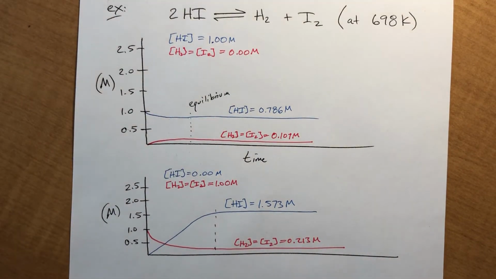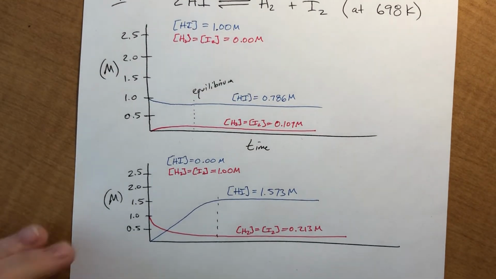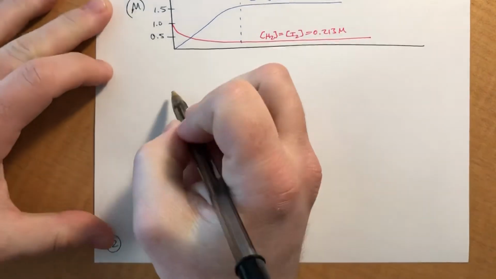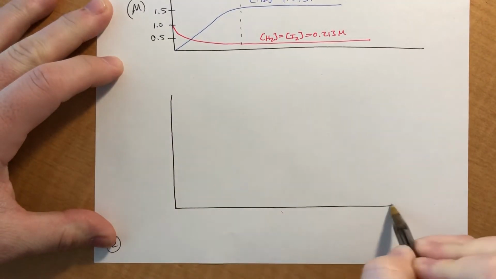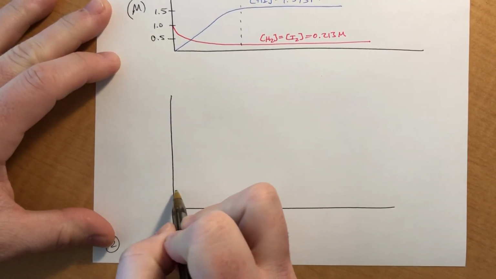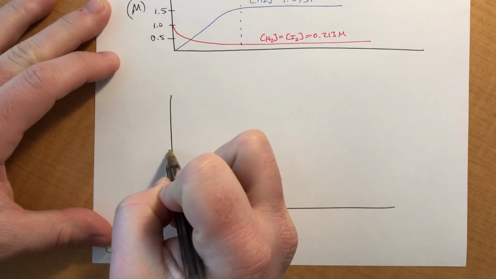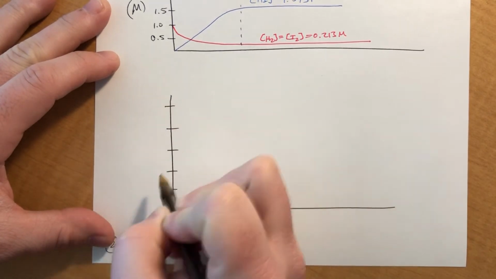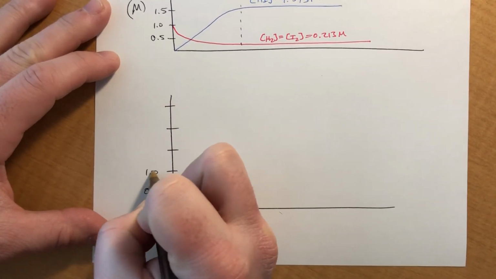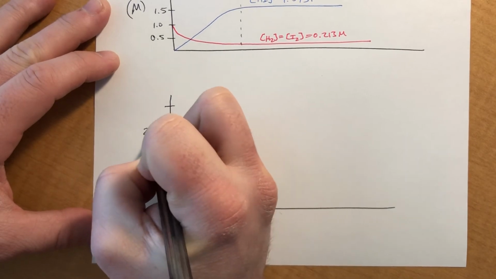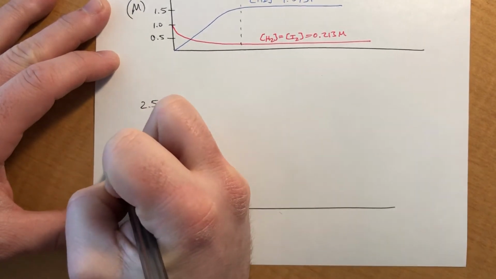Well, maybe it is unique to those weird starting things. What happens if we start with everything being 1? So I'm going to try to draw another graph, make this one a little bigger since I have the space. So 0.5, 1.0, 1.5, 2.0, 2.5. Trying to keep the scales the same.